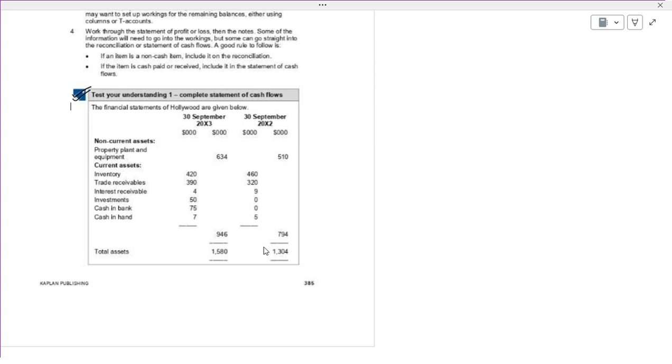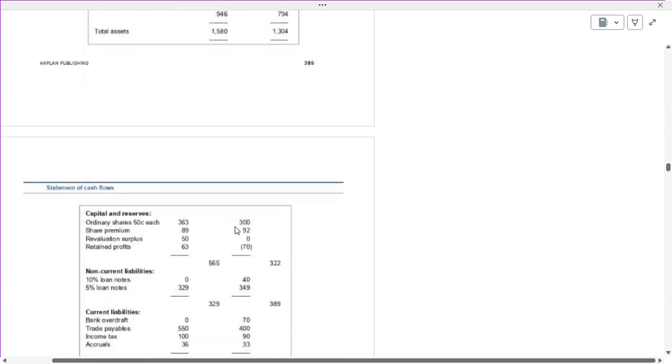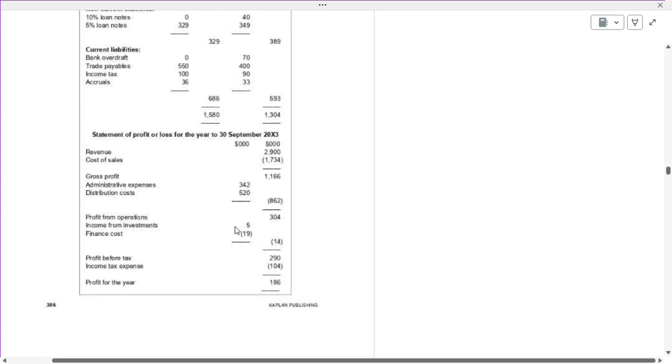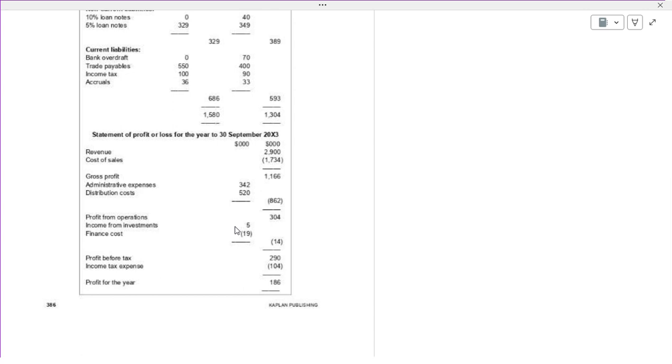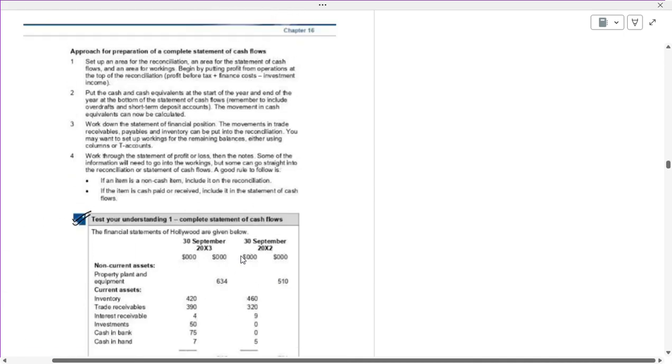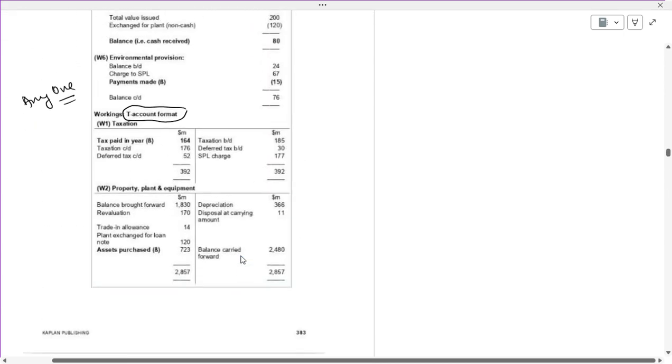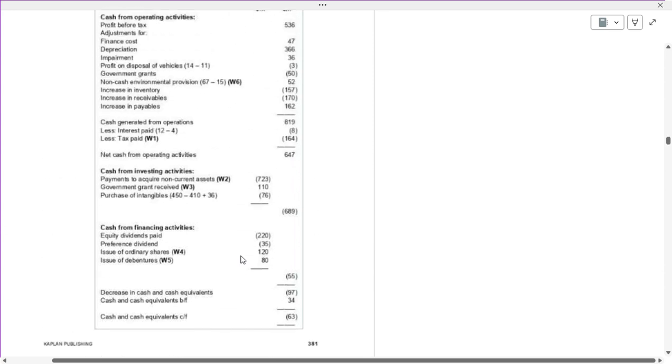Now, what they have mentioned very clearly is that they have given you a balance sheet and a statement of profit and loss. Before we go, just have a look at how they have started.